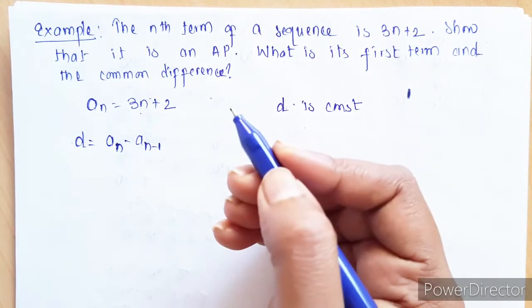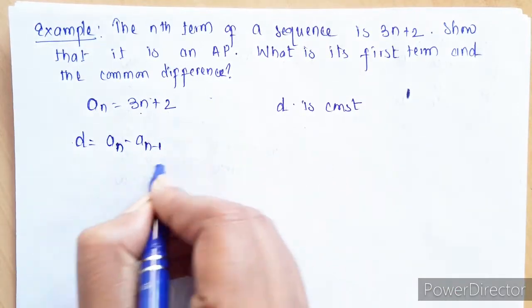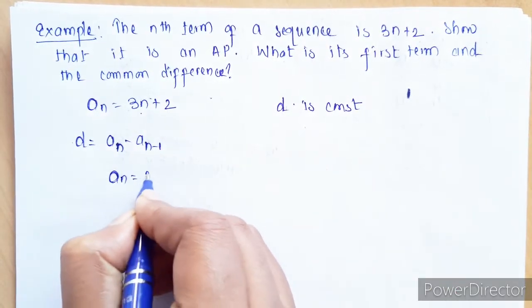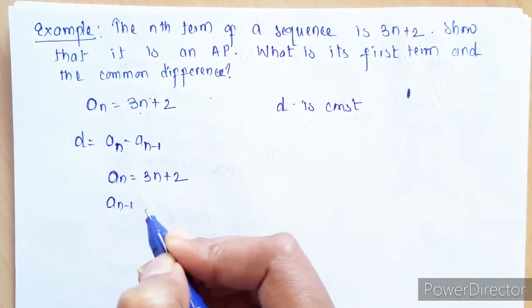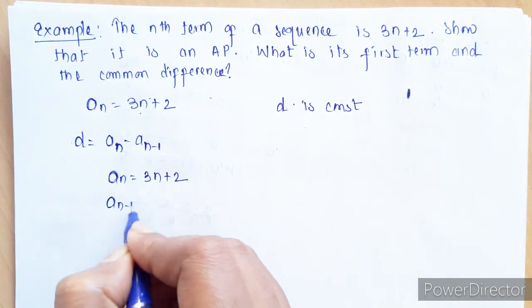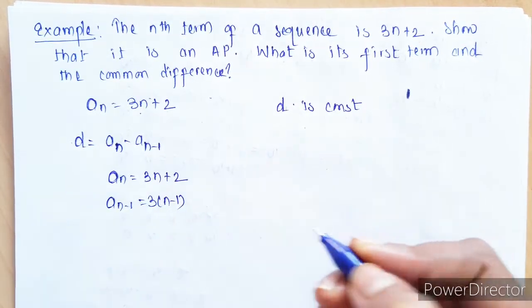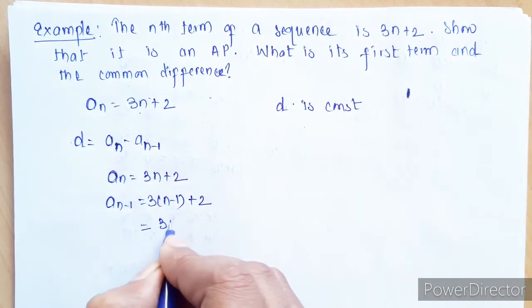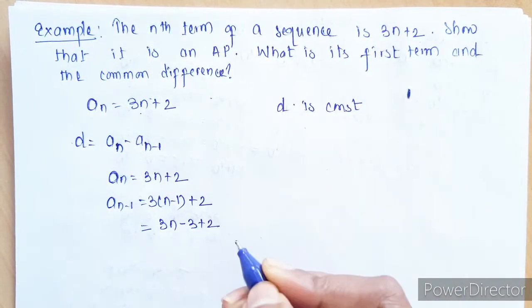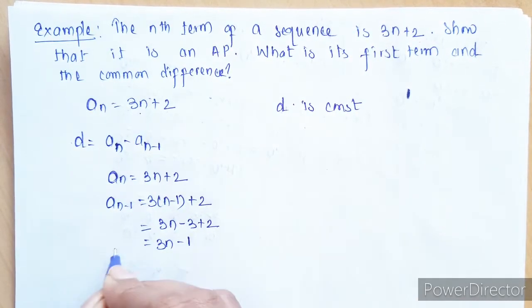What is your an in this case? an is 3n plus 2. So what will be an minus 1? Instead of n, we have n minus 1. Wherever we have n, we substitute n minus 1: 3 times n minus 1 plus 2. We can write this as 3n minus 3 plus 2. Simplifying, this is 3n minus 1, which is nothing but an minus 1.